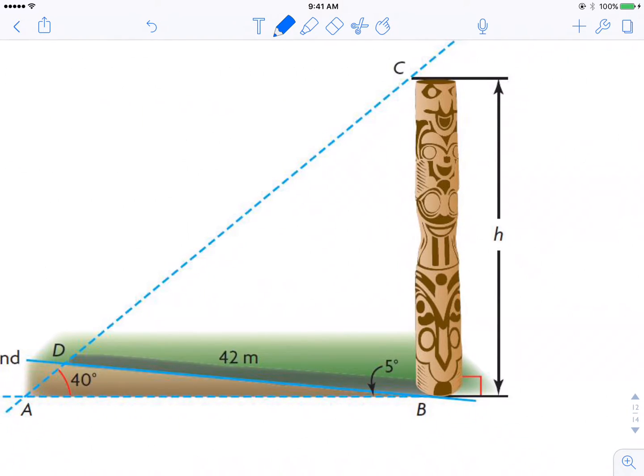So somebody's standing here at D, looks at the edge of this shadow, measures to the base of the totem pole and measures out 42 meters. Okay. Also realizes that from where he's standing to the base of the totem pole there's actually a bit of a downhill slant. And with whatever means necessary is able to calculate that if the ground were level, then that angle to the sun would be 40 degrees. And this angle way over here of the shadow to the ground would be 5 degrees.